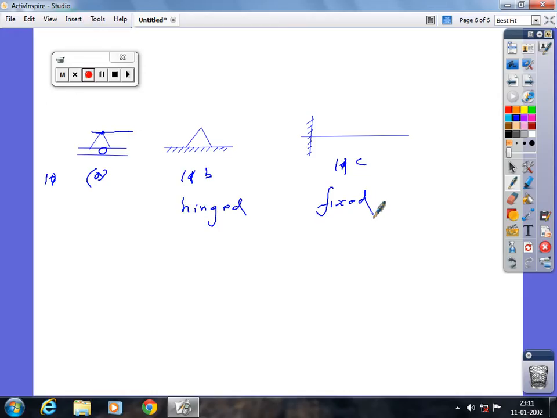So now we can just write a note. The main heading, you can write it as roller support, and below that you can write, a roller support is represented by means of a triangle.